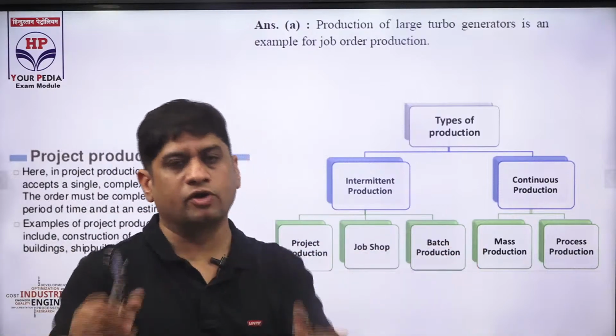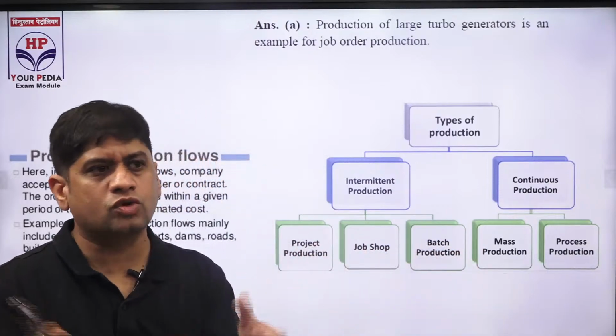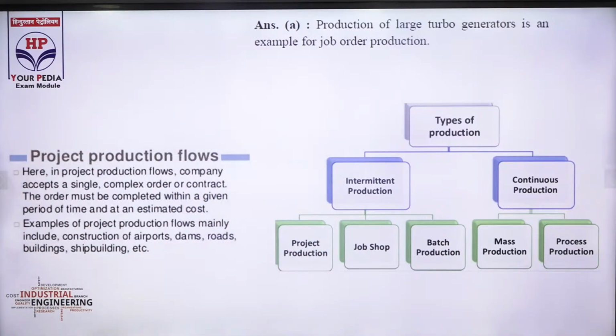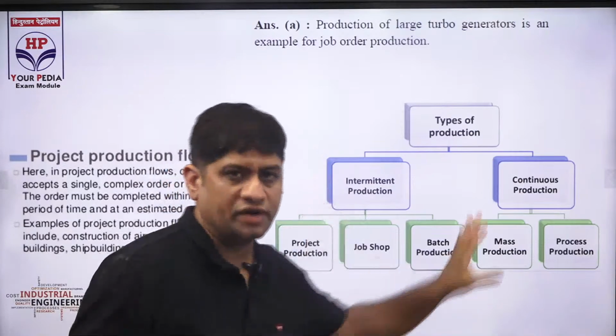In batch production, I'm waiting for a batch to come, then I produce. Similarly, job and project. Project production flows like this: a single complex project is taken and it is completed. Examples are airport, dam, road building, ship building. These are all examples of a project production system. So production systems are of two types: intermittent production and continuous production.